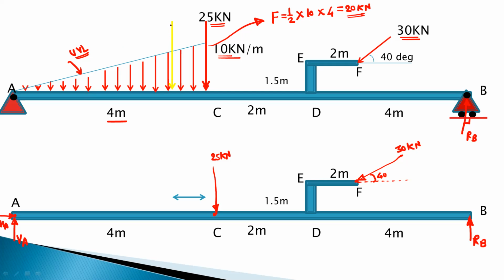And this is the point of application for this point load. And this distance with respect to this 90 degree, it is equal to L by 3. So right now L is 4 meters, so this is 4 by 3. So you can see here. So this is the 25.